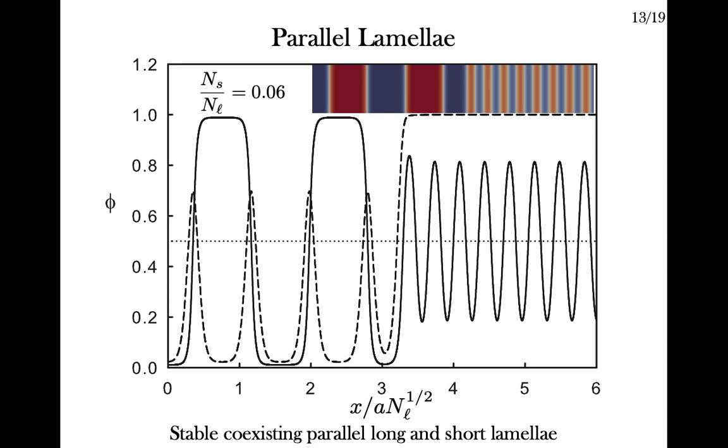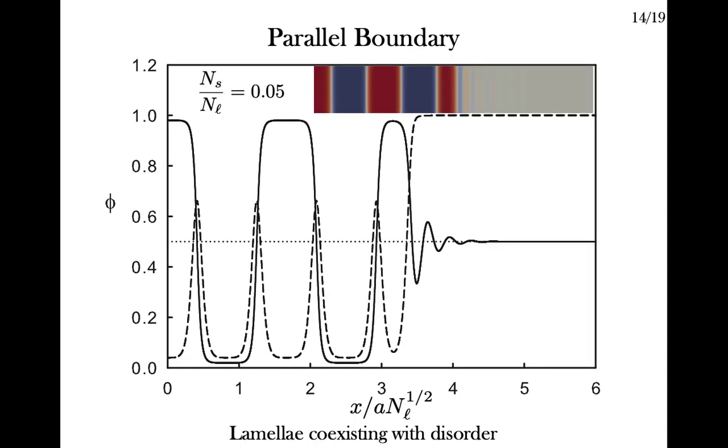But first, let's take a look at some even shorter polymers. When the short polymers become short enough to disorder, we see coexistence between lamellae and disorder. It's even more clear here that the interface is finite and has an effect on the adjacent phases.